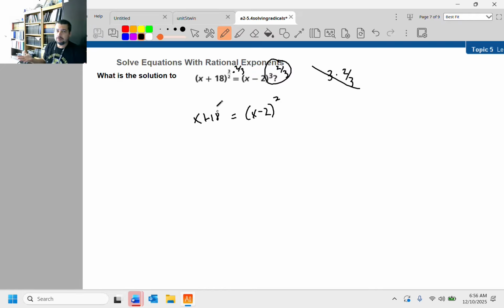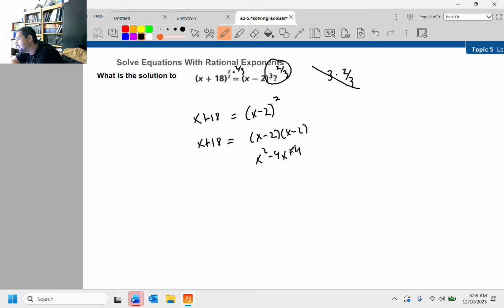But wait, there's more, because you still got to square x − 2. So let's square x − 2. We're going to write it twice like we should. Anything else would be wrong. x² − 4x + 4, when you square it, still equal to x + 18. We're going to set it equal to 0 and use ZPP.